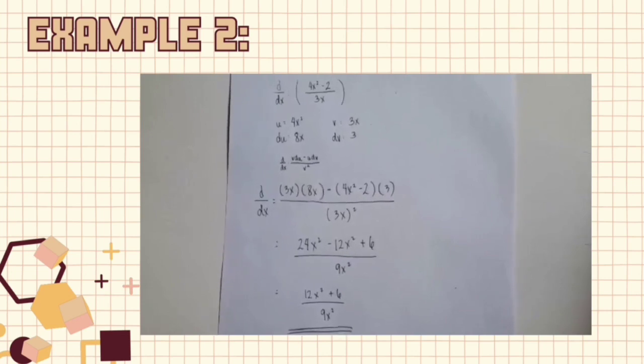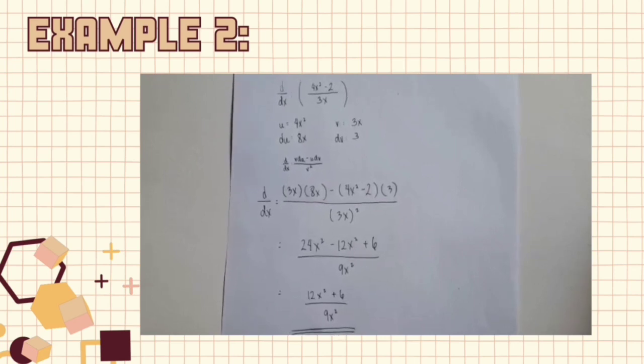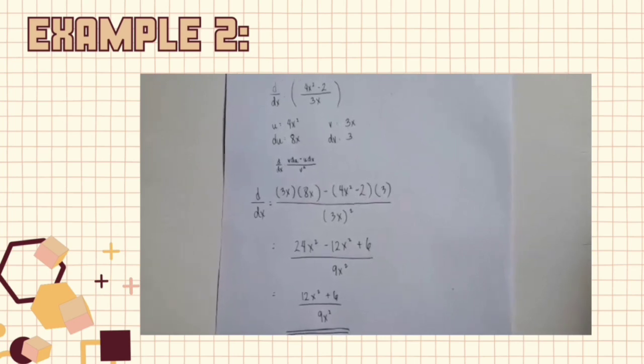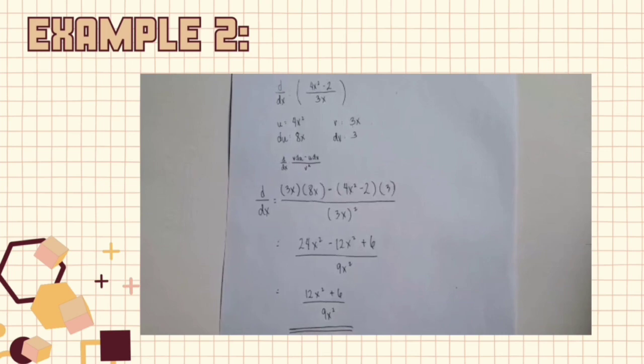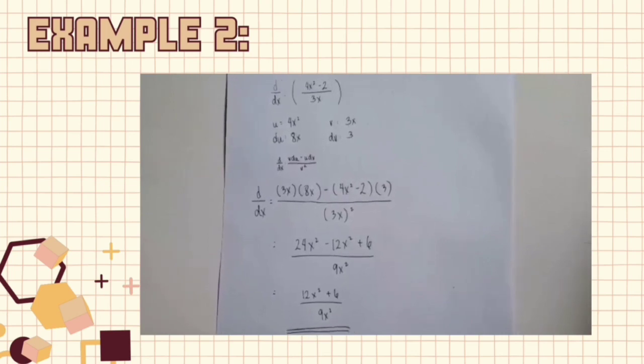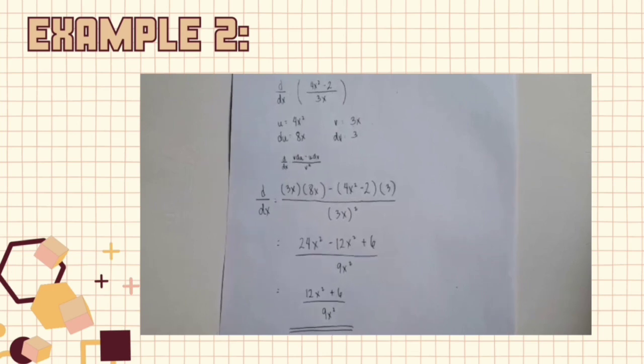3x times 8x equals 24x squared. Negative 4x squared times 3 equals negative 12x squared. 2 times 3 equals 6. 3x squared equals 9x squared. Then simplify: 24x squared minus 12x squared plus 6 over 9x squared. The answer will be 12x squared plus 6 over 9x squared.